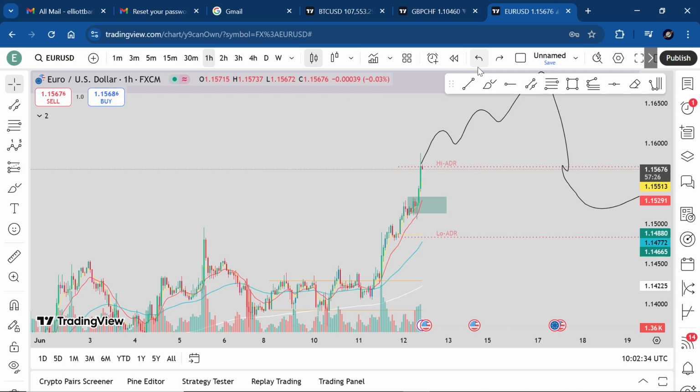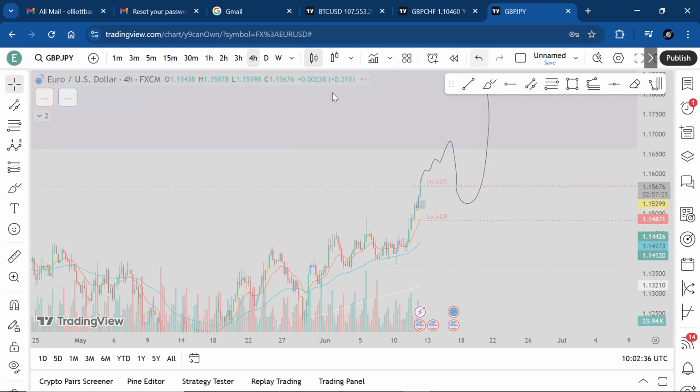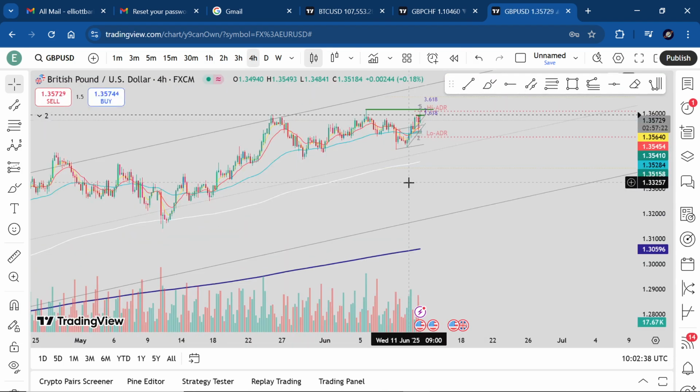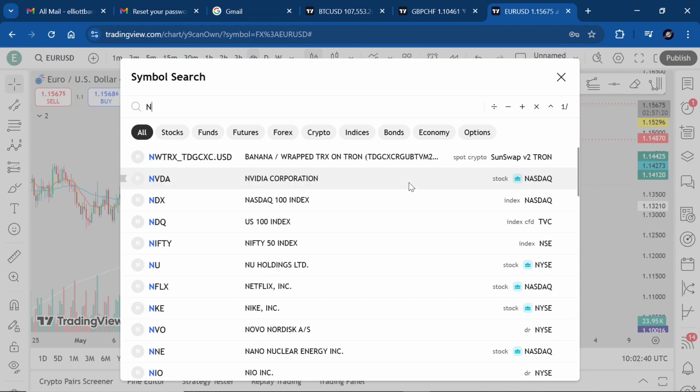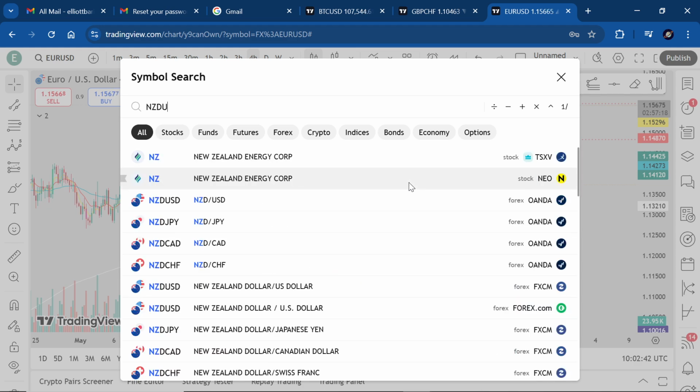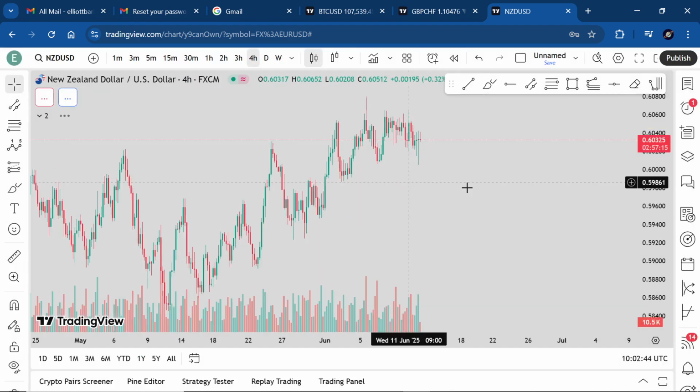On to NZDUSD before I keep on waffling, keep on yapping. NZDUSD. In my chart, nothing is set up how I used to have it. Nothing.